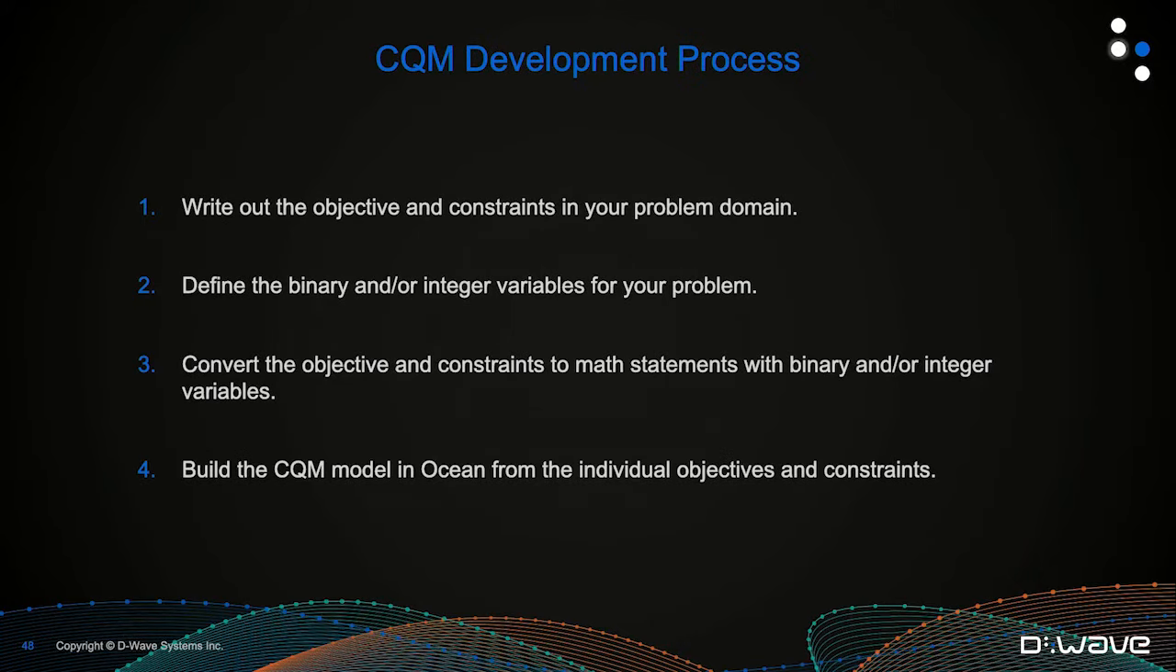Okay, so the CQM development process is very similar to the BQM development process that Victoria went through. We're going to start by writing out our objective and constraints in the problem domain, then defining our variables. Then we'll convert the objective and constraints to math statements. And after that, we can program the CQM model in Ocean and submit it to the hybrid solver.